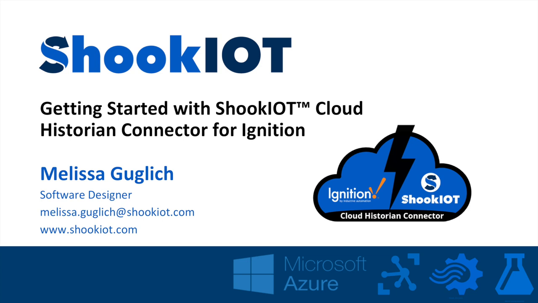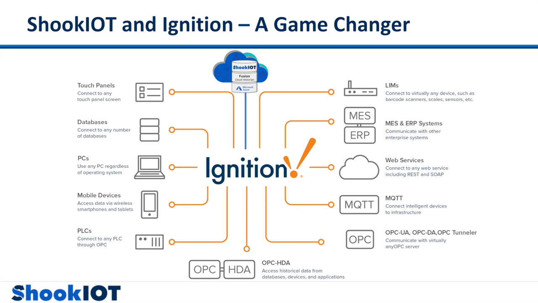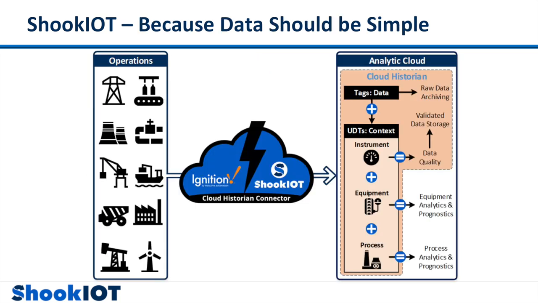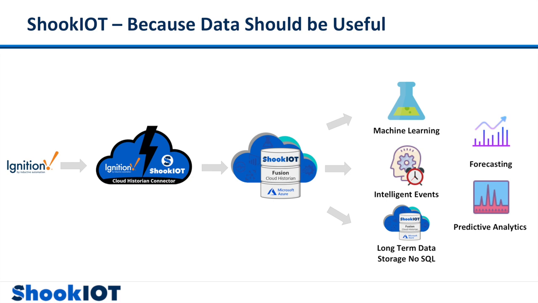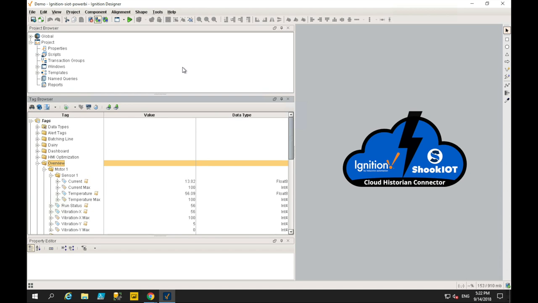Today we're going to take a quick look at the ShookIOT Cloud Historian Connector for Ignition. Ignition is Inductive Automation server software that acts as the hub for everything on the plant floor. Our ShookIOT Fusion Cloud Historian takes data from Ignition and stores it securely in the Microsoft Azure Cloud. This enables long-term storage, advanced analytics, and the ability to see your data and make decisions anywhere, at any time. It's all the features of the SCADA system you're used to, but now with the power of a true cloud historian, ShookIOT Fusion. Let's dive right in and take a look at our Ignition system.